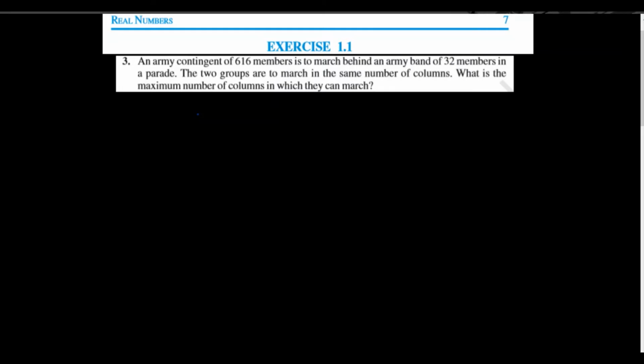Friends, whenever such type of question is asked in which you have to find the number of columns or the groups in which have the same number of columns, this type of question will always lead into finding out the HCF. And as we are doing the Euclid's division method, so we will follow the same thing and we'll find out the HCF.